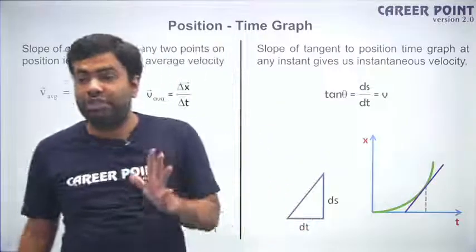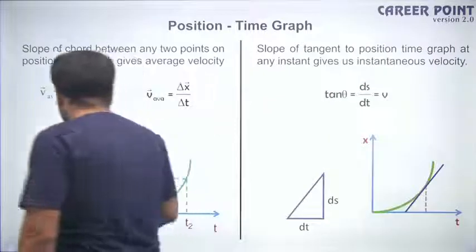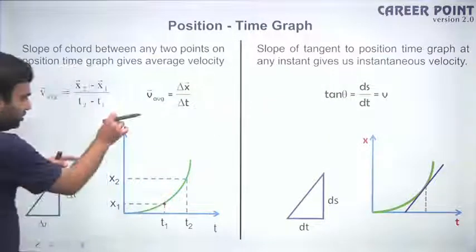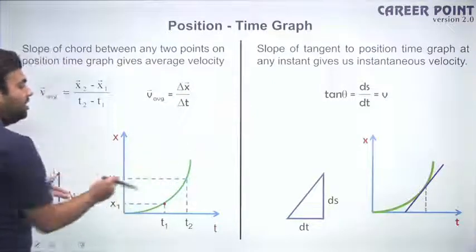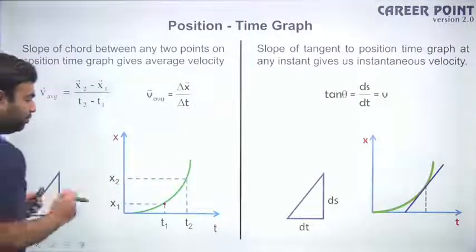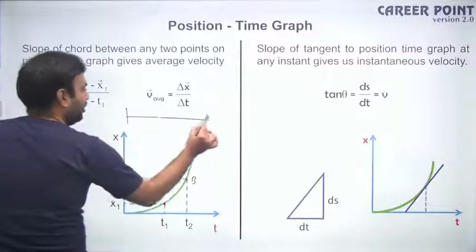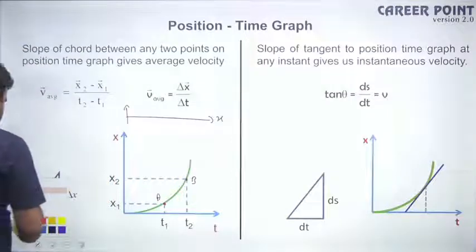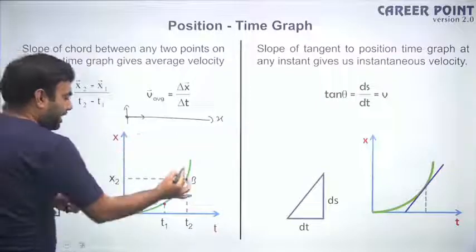So with the position time graph, which information can we get? Suppose we are having these 2 points. Suppose this is a position time graph, which is not a straight line. We have studied the equation of a straight line. Suppose this is a position time graph, with point A and point B. The particle is moving along the x-axis, and we are drawing the graph with respect to time.